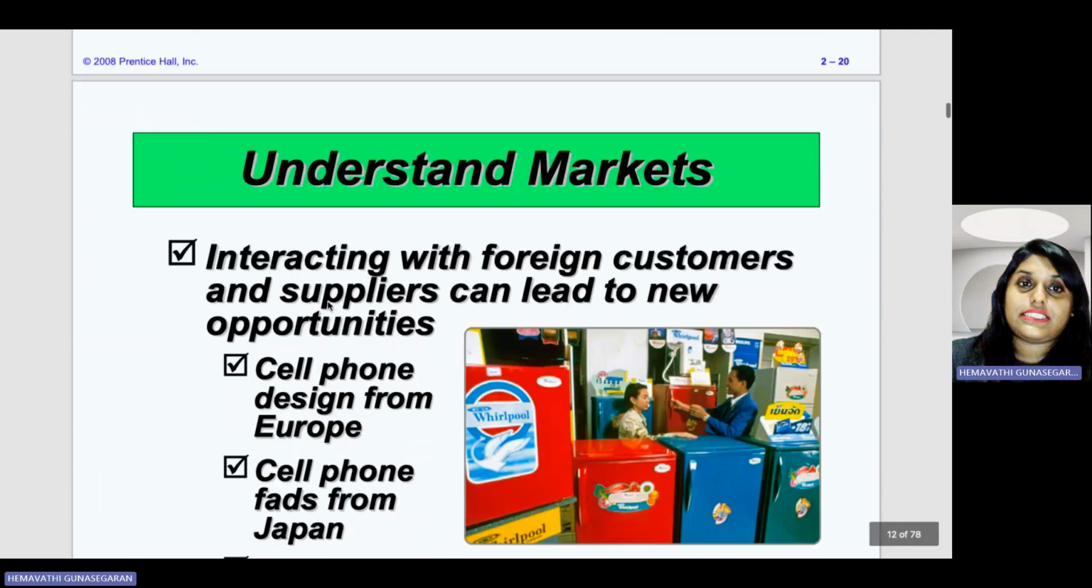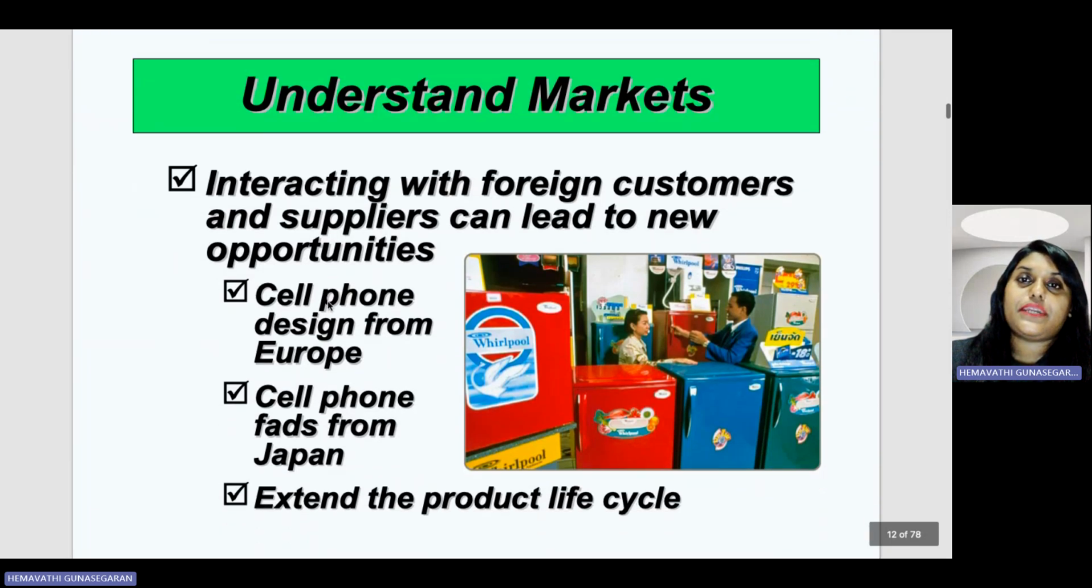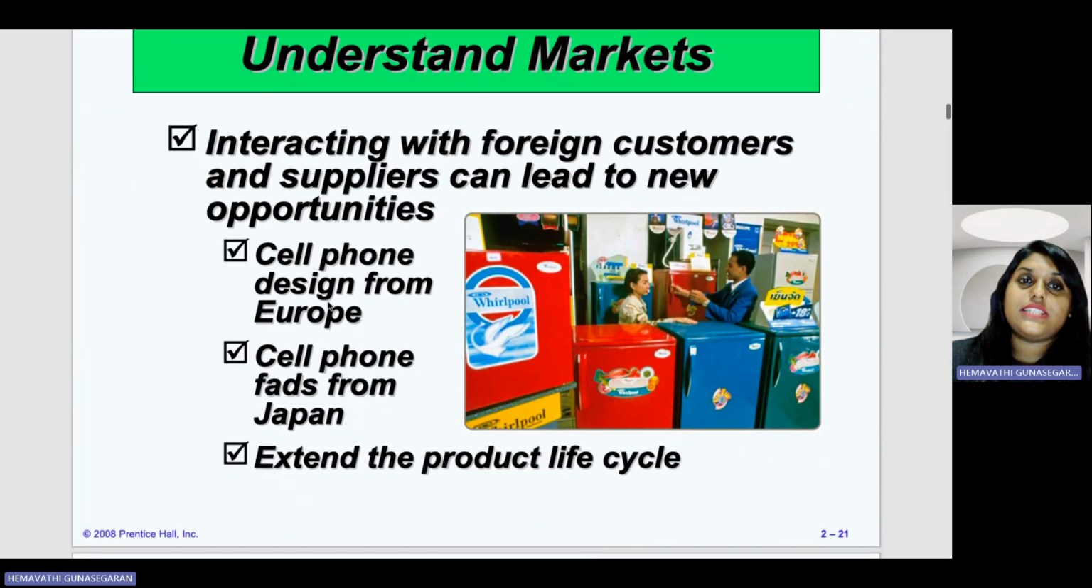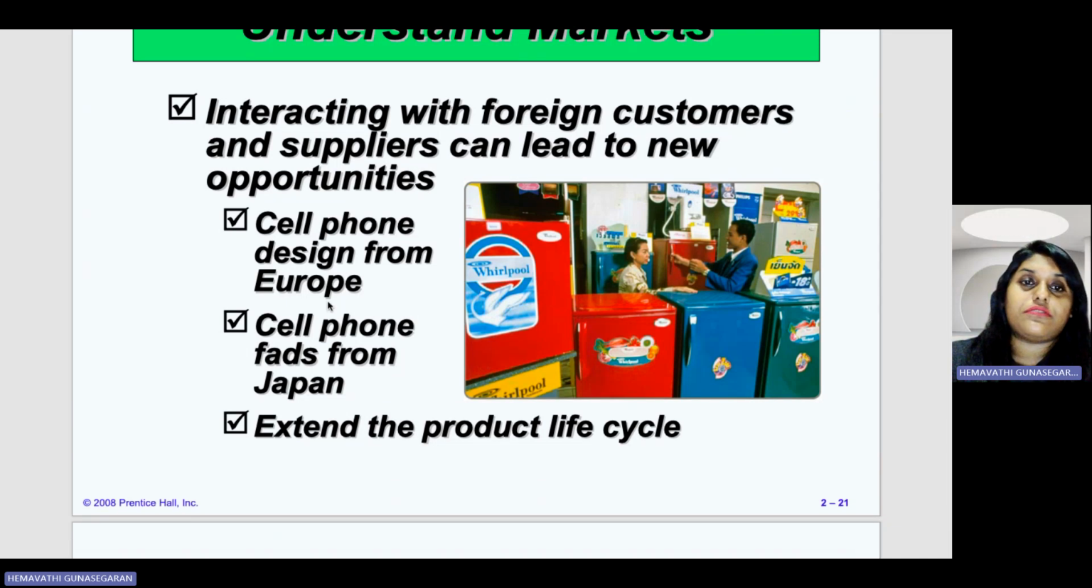And then we have understand markets, right? Interacting with foreign customers and suppliers can lead to new opportunities. Cell phone design from Europe, cell phone fads from Japan, extend the product life cycles. Now, when we globalize our markets, we will look at the diversified inclusion.